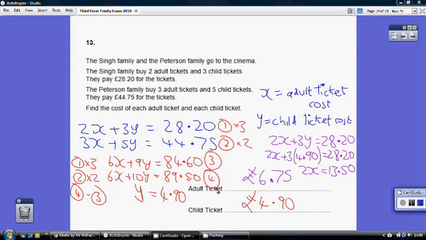Now to work out the adult ticket cost, I go and choose one of my original formulae. I've chosen the first one, 2x plus 3y equals 28.20. And I'm substituting in that I now know that y equals £4.90. So substituting that in, I've got 2x plus 3 lots of 4.90 equals 28.20. So 3 lots of £4.90 taken away from 28.20 is £13.50. So 2x equals £13.50. Halve this, I work out that x, the adult ticket cost, is £6.75.